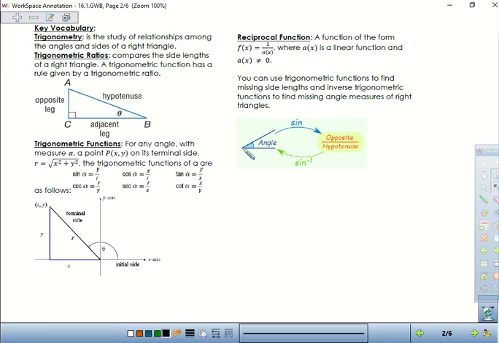So, when we're dealing with a unit circle, we're going to use r instead of hypotenuse, but we'll talk more about that when we get to that point.